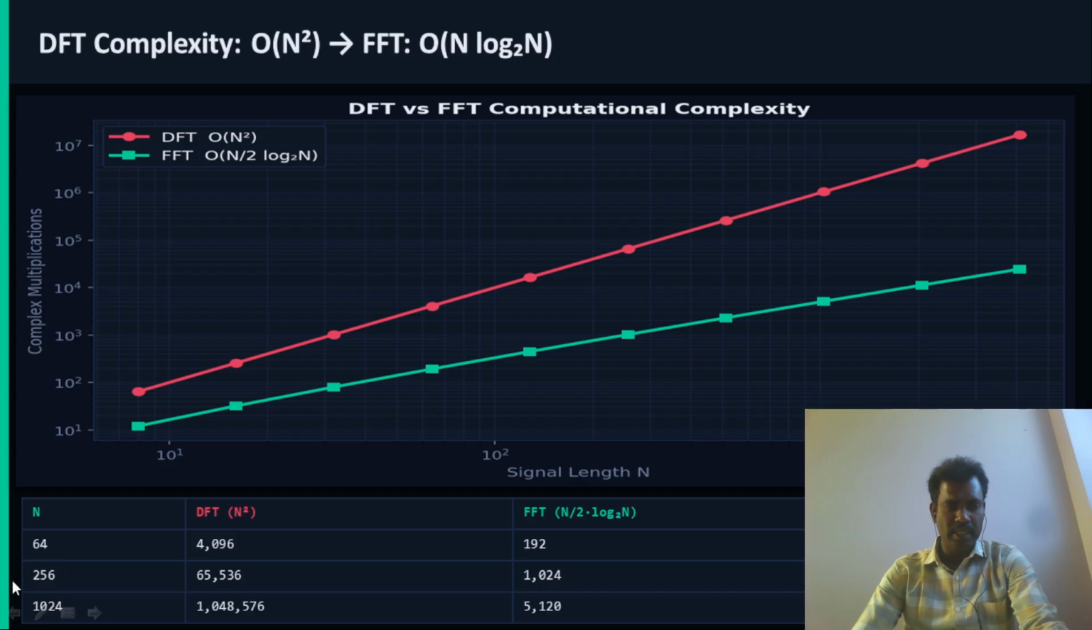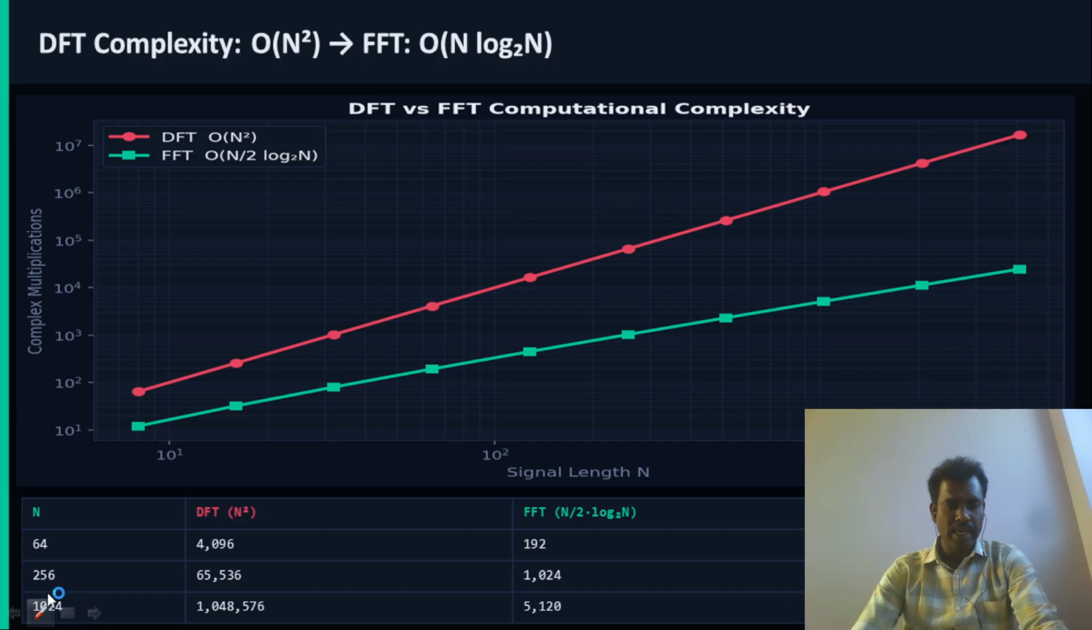And if N is equal to 256, 256 square is 65,536. If the same input signal is applied to the FFT algorithm to find the spectrum, it needs only 1024. If you apply N equal to 256 in this formula, 256 by 2 into log 256 base 2, we get 1024 multiplications only, compared to 65,536 multiplications. So see, the speed has improved 64 times.